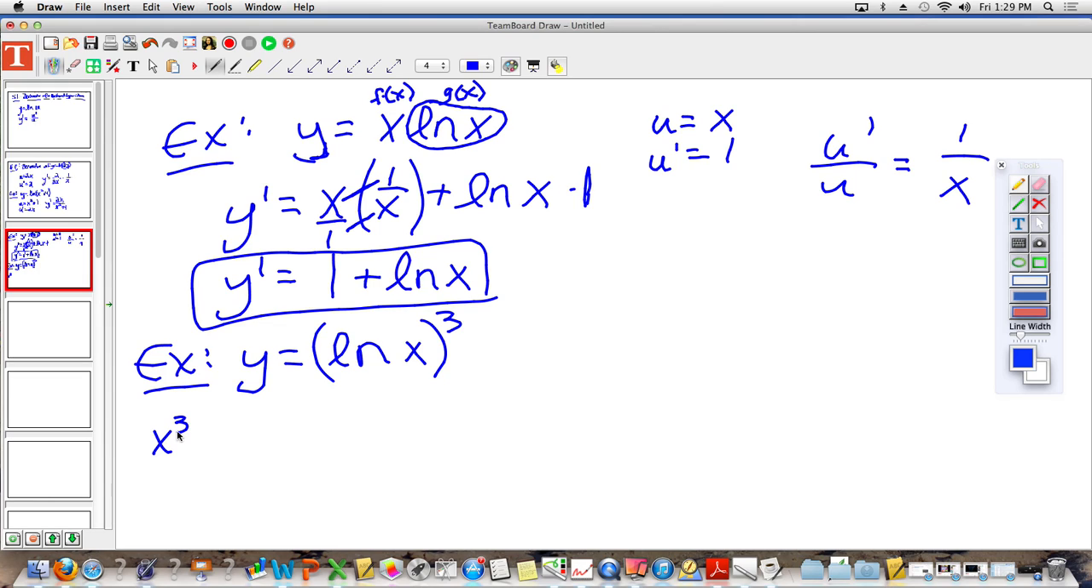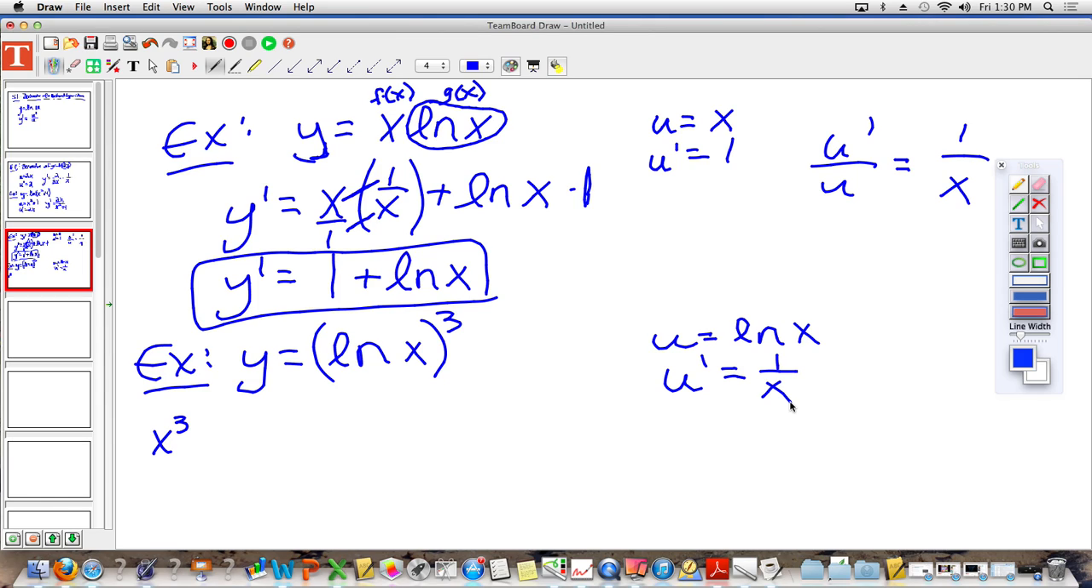The chain rule. Yeah. So what is u in this case? The ln of x. What is u prime? 1 over x. Yes, it is the derivative of the ln of x. Do I need to walk through this? No. Are you guys okay now looking at the ln of x and knowing that the derivative of the ln of x is 1 over x? Yeah. All right, so u prime is 1 over x.